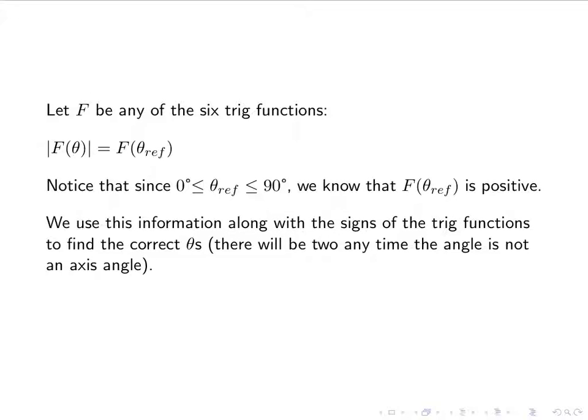So we're going to use this information along with the signs, S-I-G-N-S, of the trig functions to find the correct thetas. So again, we're going to be given a trig value. We want to find the theta, and assuming our angle is not an axis angle, so it's not 0, 90, 180, or 270, there will always be 2 thetas as our answer.